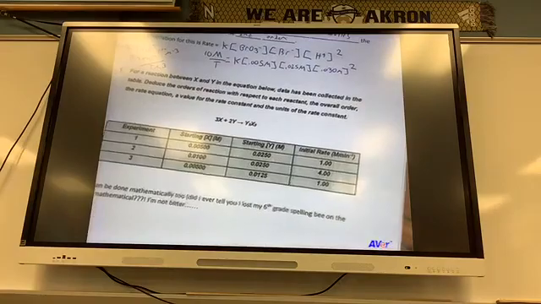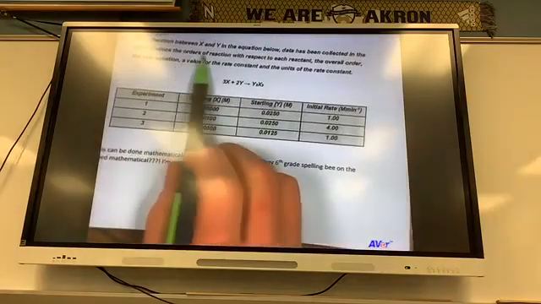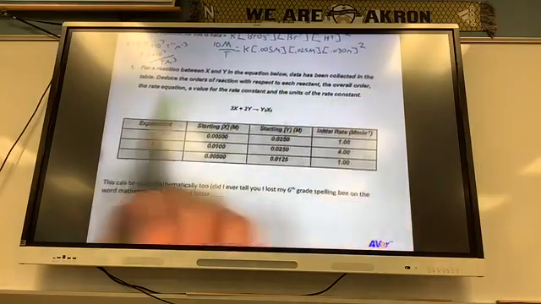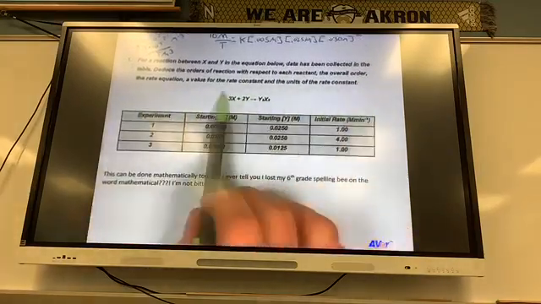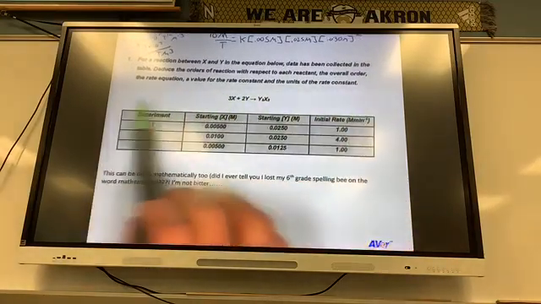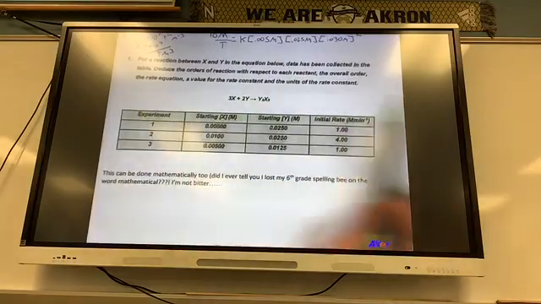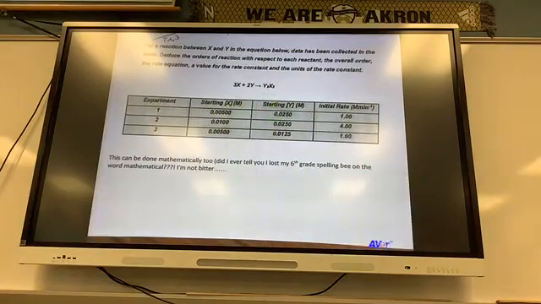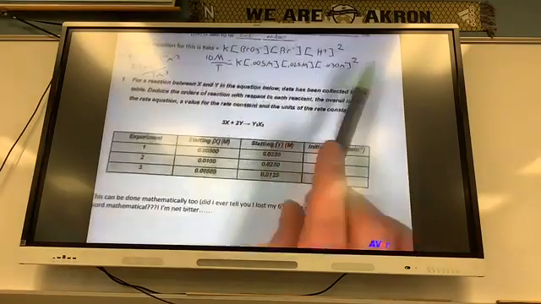Okay, here we go. For a reaction between X and Y, for the equation below, data has been collected in the table. Deduce the orders of reaction with respect to each reactant, the overall order of the reaction, a value for the rate constant, and units of the rate constant. So here we go: 3X plus 2Y yields Y2X3. We could do this by what we just did up here again.